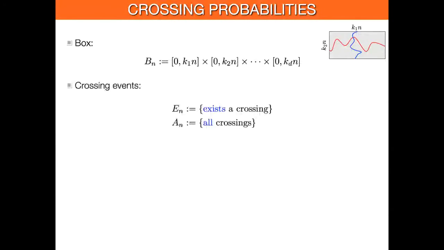Either we can ask whether there exists a crossing in one of the directions, or whether we have crossings in all the directions. It turns out that it doesn't matter. The answer will be the same. So in this picture, for example, you can ask whether you only have the red crossing or both the red and the blue.